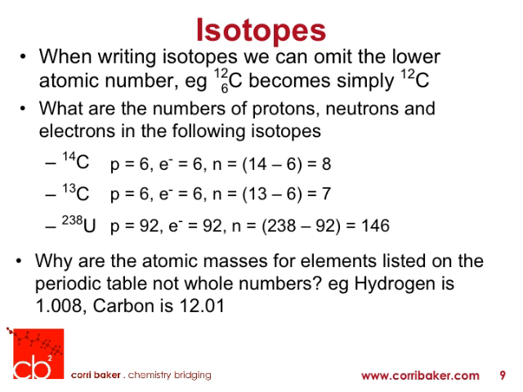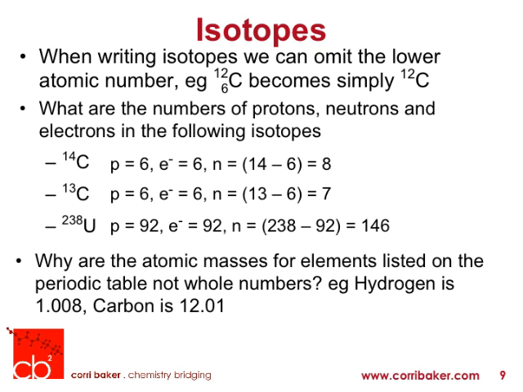So the key that you have to recognise with isotopes is that sometimes we can omit the lower atomic number. So for example, carbon-12-6 becomes simply carbon-12. And the reason that we do that is simply because as long as we have the symbol there for carbon, we know that the number of protons is always going to be 6. So we don't need to write it in there.